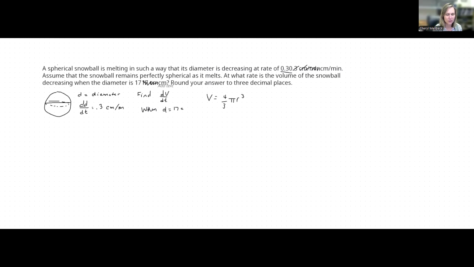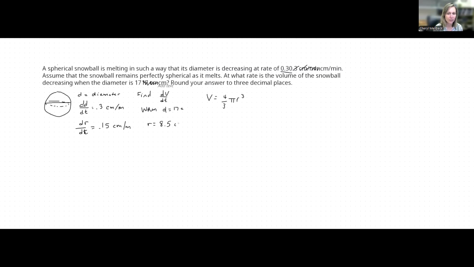So we're going to change these things to radius. If the diameter is decreasing at 0.3 centimeters per minute, you'd want to change this to the change in radius, which would be half that because radius is half diameter. So it would be decreasing at 0.15 centimeters per minute. And instead of when the diameter is 17, you're going to look at when the radius is not 17, but 8.5 centimeters.